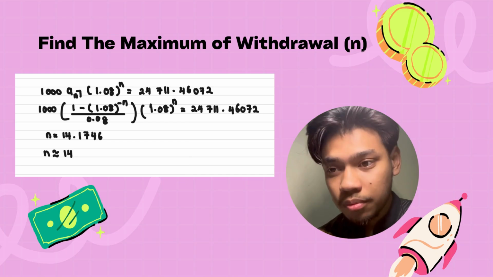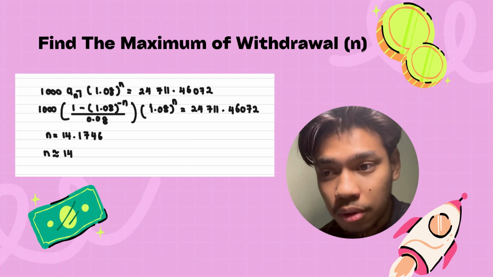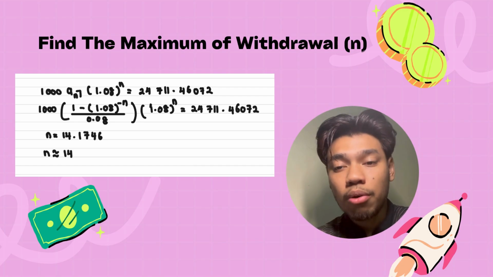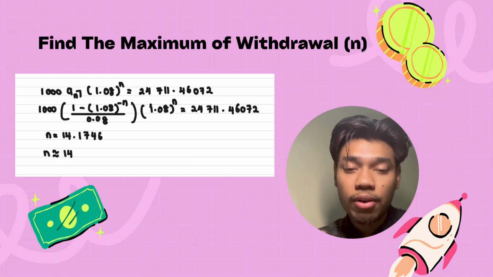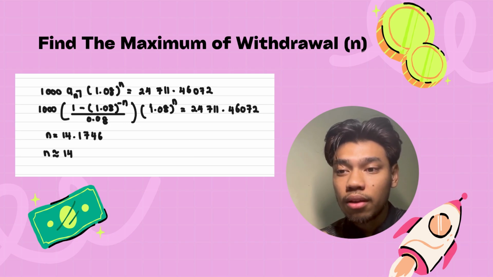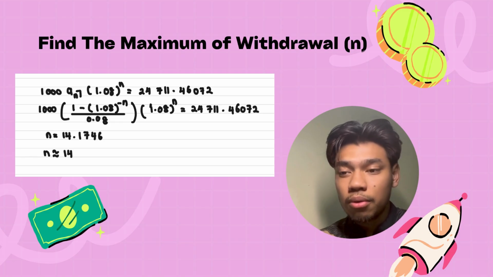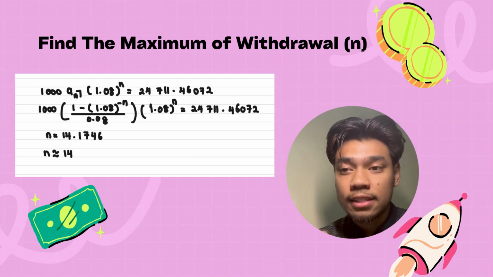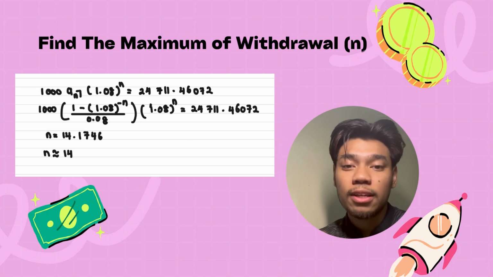So after inputting all of the information, we get 1,000 times (1 minus 1.08^(−n)) over 0.08 times 1.08^n equals 24,711.46072, and we get n equals 14.1746. So n will be equal to 14. So the maximum number of withdrawals that can be made is 14.